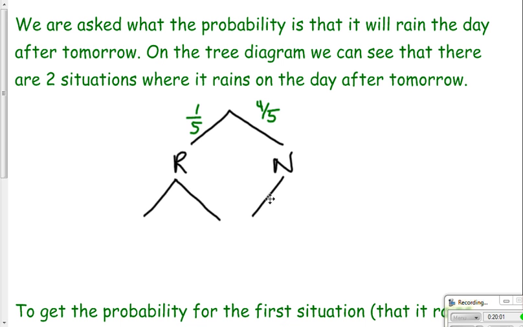This set of branches, this entire tier of branches, represents the next day. So the day after tomorrow, it either will rain or not rain. It will rain or it will not rain. I had to write that twice because I'm not sure if it's going to rain and then rain, or rain and then not rain, or not rain, then rain, or not rain and not rain. But those are the 4 different outcomes. Those are the 4 different pathways that could happen.